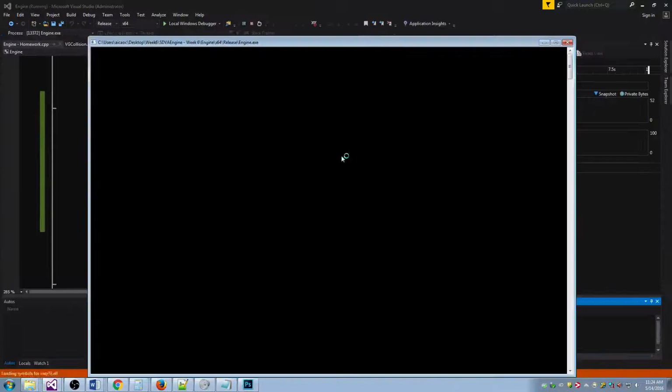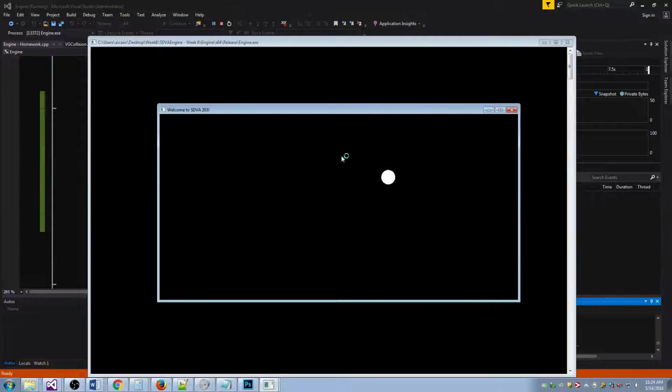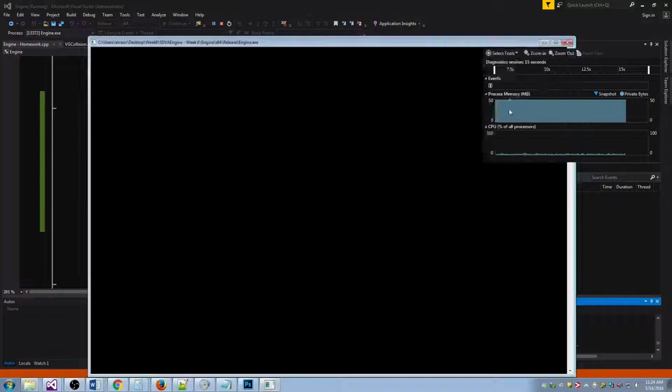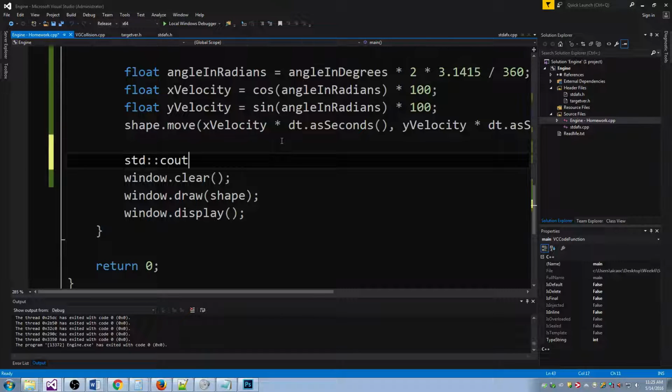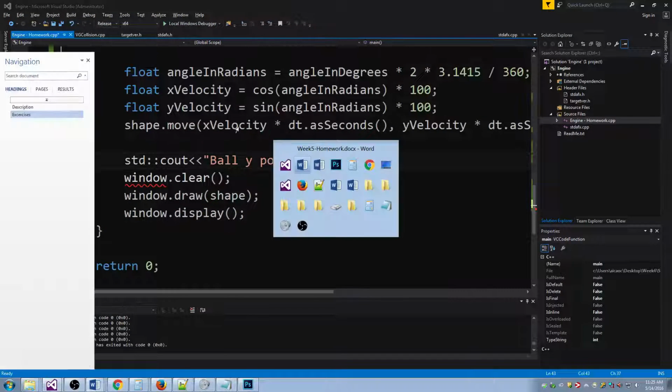So what is his position right now? Like here. He has a position of y that starts here at 0 and goes down to 512 near the bottom. And when he goes above the edge of the screen, what are his positions? He's going negative. So how do I know what that is? Let me just print out what that is here. If I just do cout, ball y position is. How do I get the y position of a ball of this shape?